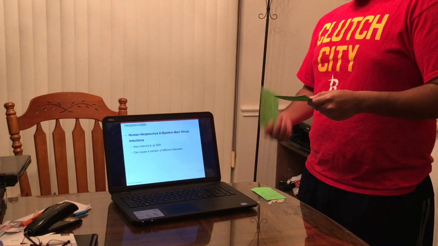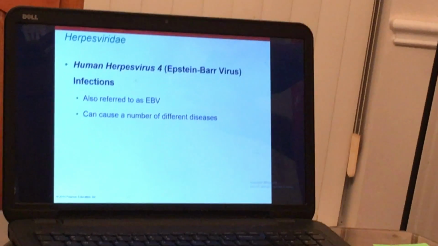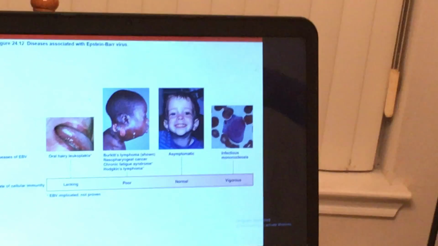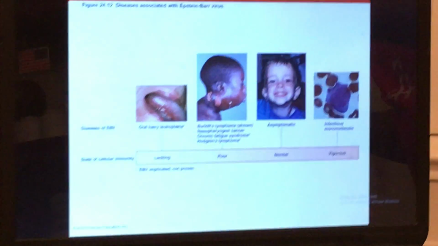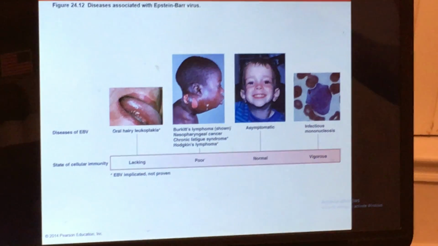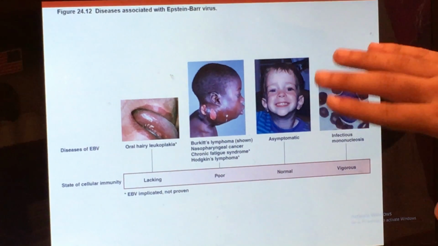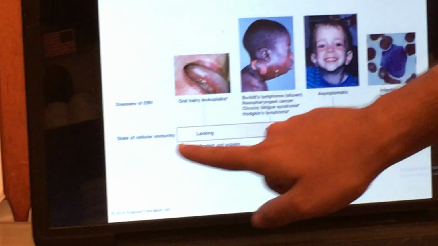Next, I'll be talking about herpesvirus 4, also known as EBV. There are many ways for it to occur, as you can see from the next slide. Oral hairy leukoplakia, which gets in through saliva. Burkitt's lymphoma, also a type of cancer. And for this child, it's asymptomatic, which means there are no signs. What all these have in common is the state of cellular immunity.